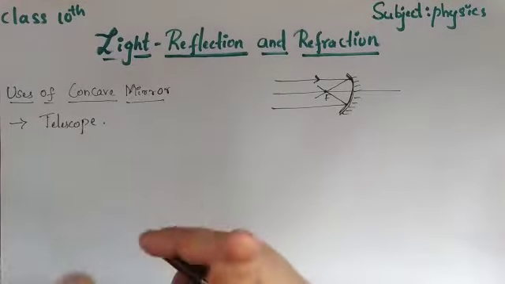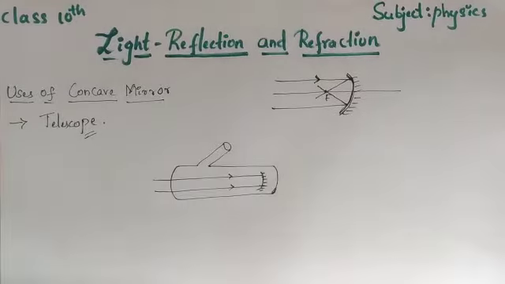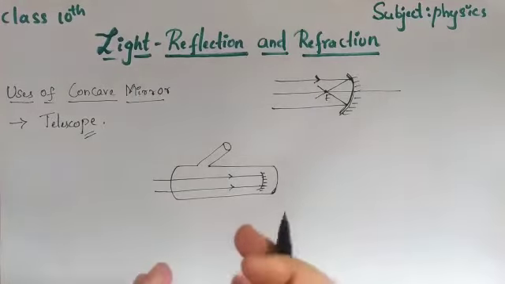Now the same principle is used in the telescope also. Why is a telescope used? A telescope is used by astronomers to see distant objects, isn't it? So the same principle of the concave mirror is used in a telescope. This is the demonstration of how the concave mirror acts inside the telescope.